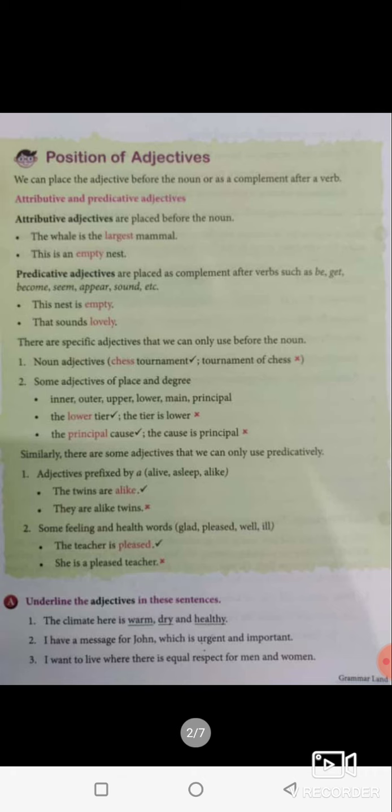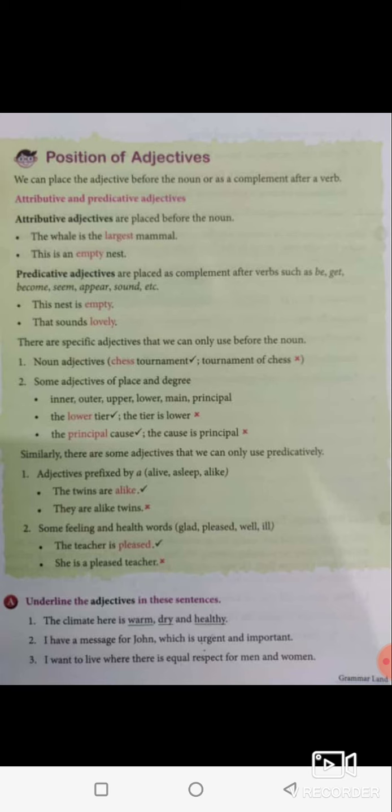Now we are going to see the position of adjectives. We can place the adjective before the noun or as a complement after a verb. Attributive and predicative adjectives. What are they? Attributive adjectives are placed before the noun. For example, the whale is the largest mammal, largest animal. So it is used just before the noun. Largest is an adjective, mammal is a noun. This kind of adjective is called attributive adjective.